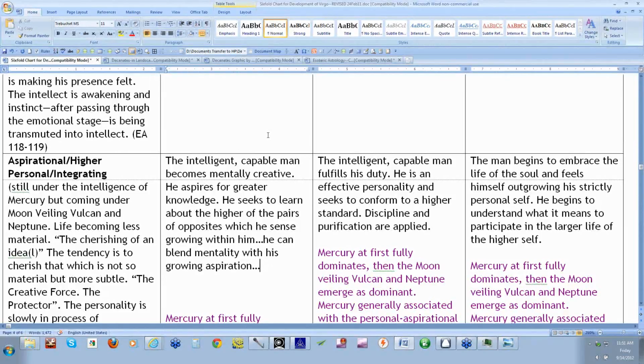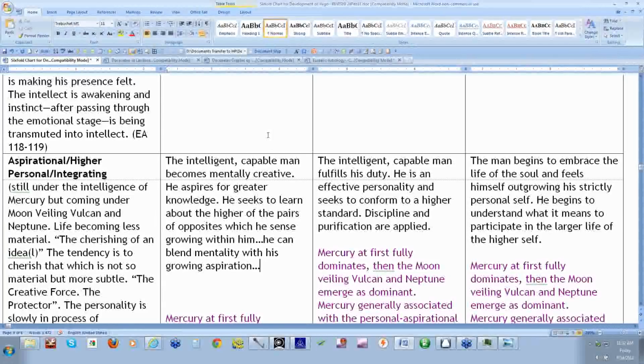The intelligent, capable man fulfills his duty. That's a Saturnian word. He is an effective personality. He's well-disciplined and seeks to conform, that Saturn, to a higher standard. That is Saturn. He's still an aspirant, but at least he seeks to conform. Now, of course, he could also, in the earlier stages of this case, be an intelligent, selfishly integrated personality, quite powerful, quite smart, quite effective, using the material potentials of Saturn and Mercury. Mercury, in general, is present as a ruler.